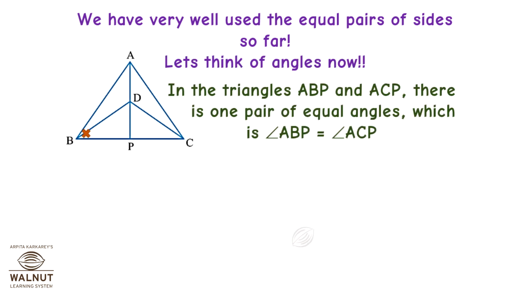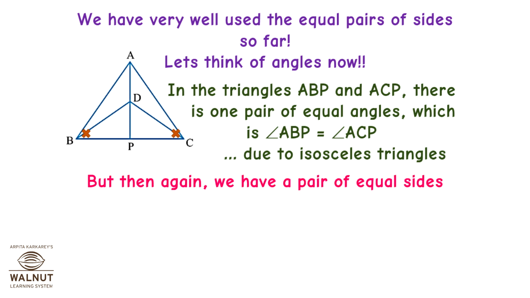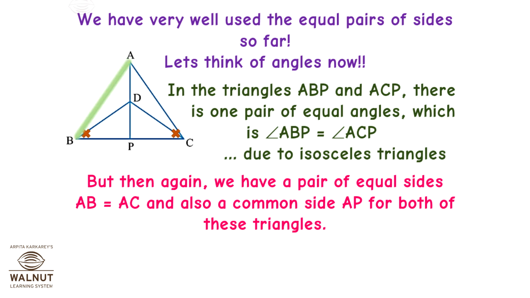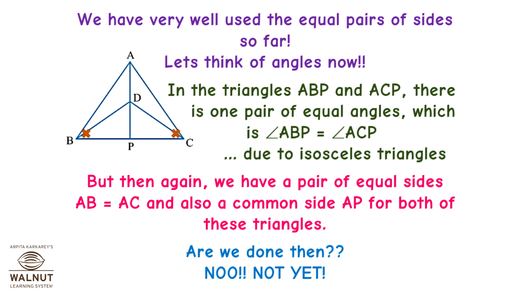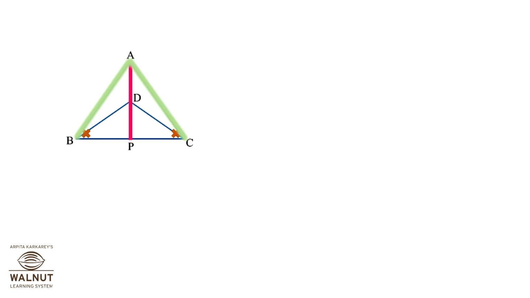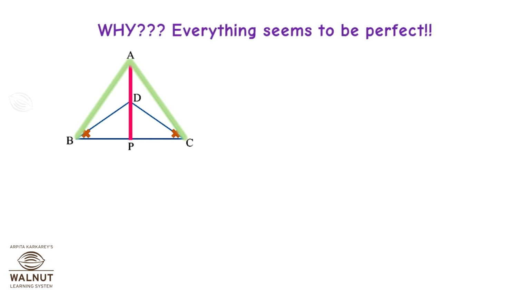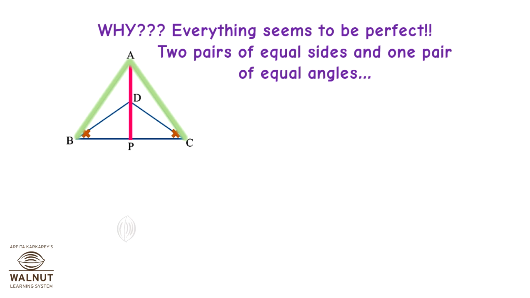In the triangles ABP and ACP, there is one pair of equal angles, which is angle ABP is equal to angle ACP, due to isosceles triangles. But then again, we have a pair of equal sides. AB is equal to AC, and also a common side AP for both of these triangles. Are we done then? No, not yet. Why? Everything seems to be perfect. 2 pairs of equal sides and 1 pair of equal angles.